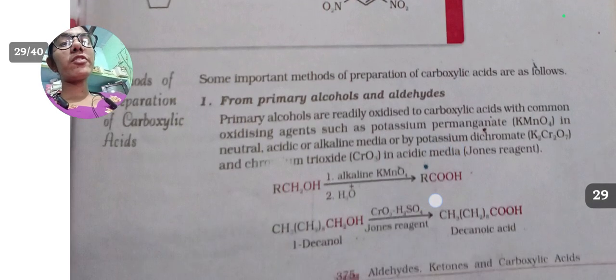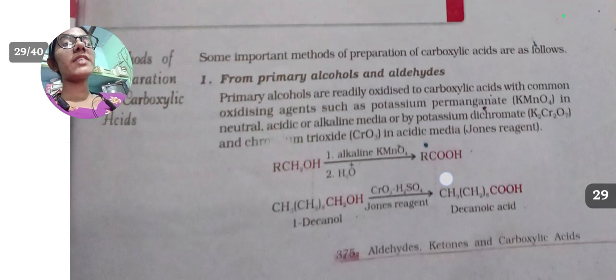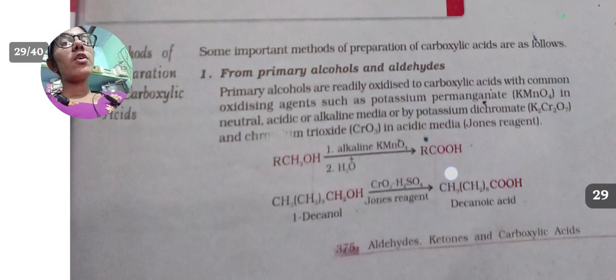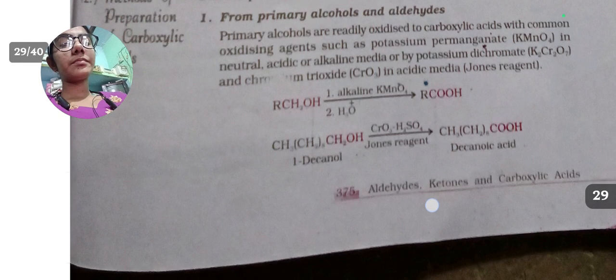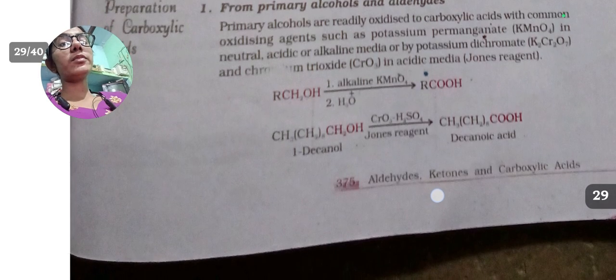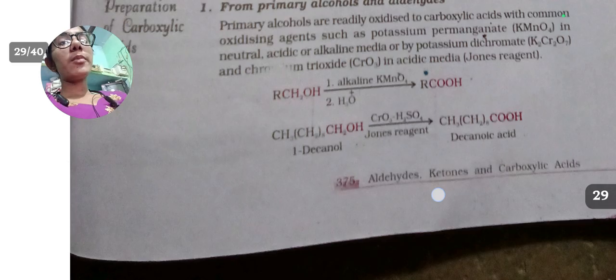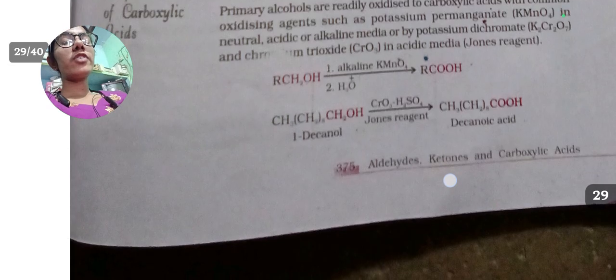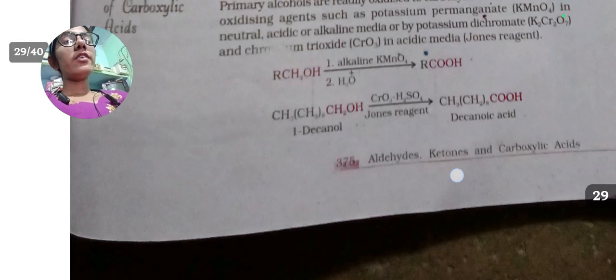Methods of preparation of carboxylic acids. Some important methods for the preparation of carboxylic acids are as follows. From primary alcohols and aldehydes: primary alcohols are readily oxidized to carboxylic acids with common oxidizing agents such as potassium permanganate in neutral, acidic or alkaline media, and by potassium dichromate and chromium trioxide in acidic media. RCH2OH with alkaline KMnO4 or H3O+ forms the carboxylic acid. A diol with the Jones reagent CrO3, H2SO4 forms the dioic acid.